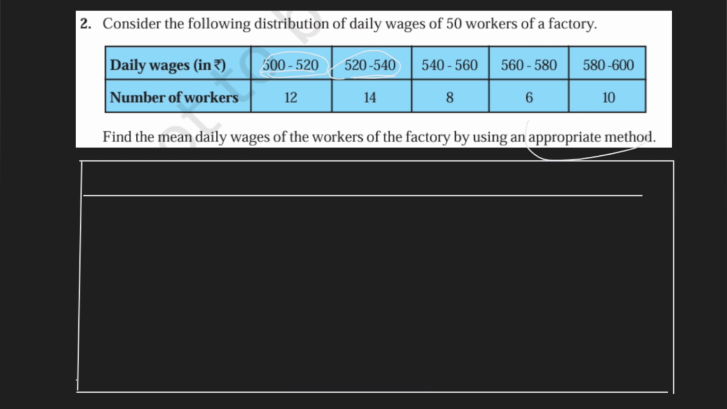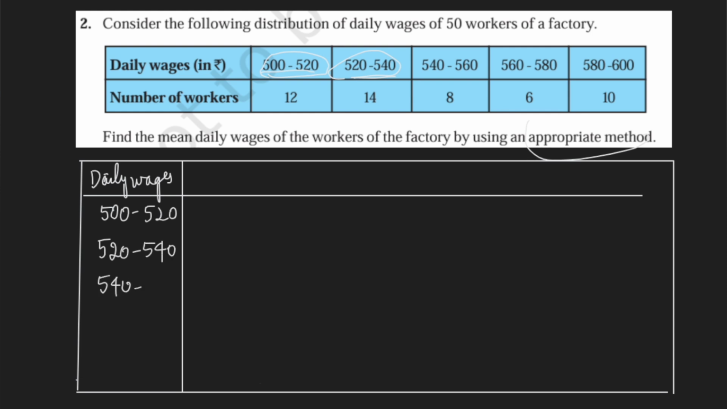Make a table of 6 columns. The first column will be for the daily wages, that means the class interval. So which is 500 to 520, 520 to 540, 540 to 560, 560 to 580 and 580 to 600.